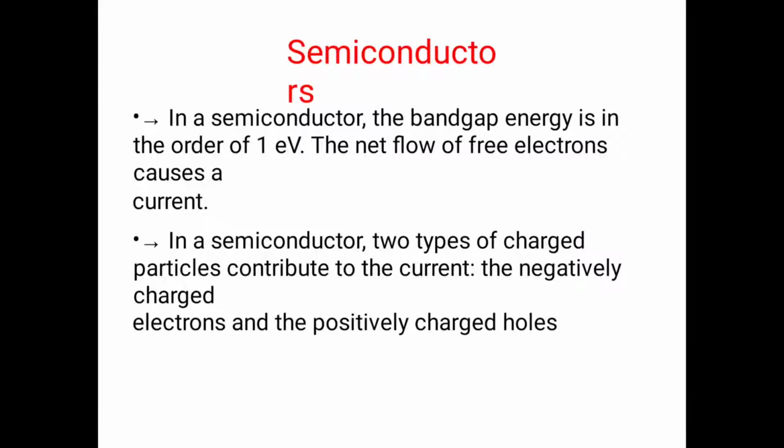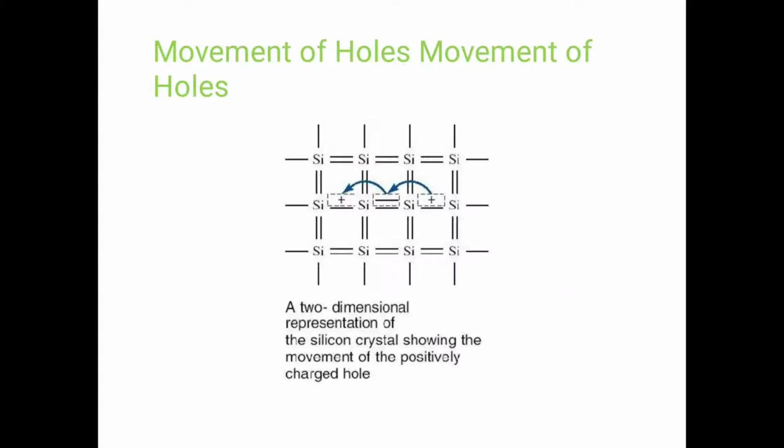which causes current. In a semiconductor, two types of charged particles constitute the current: the negatively charged electrons and the positively charged holes. This is a two-dimensional representation of a silicon crystal showing the movement of the charged particles, the holes and the movable electrons.